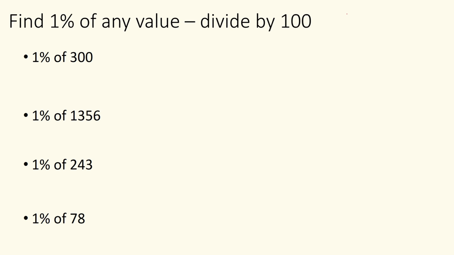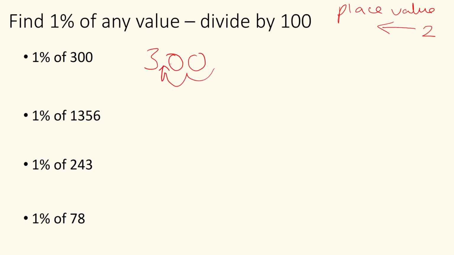This time we are moving the decimal point still to the left, but we're doing it by 2 jumps. So here we have 300. There's no decimal point. Imagine it's at the end. We're going 1, 2. So it's here. So it's 3. You can also put 3.00, but since there's nothing in those, we don't need to worry about it. 1% of 1,356. There's no decimal point.